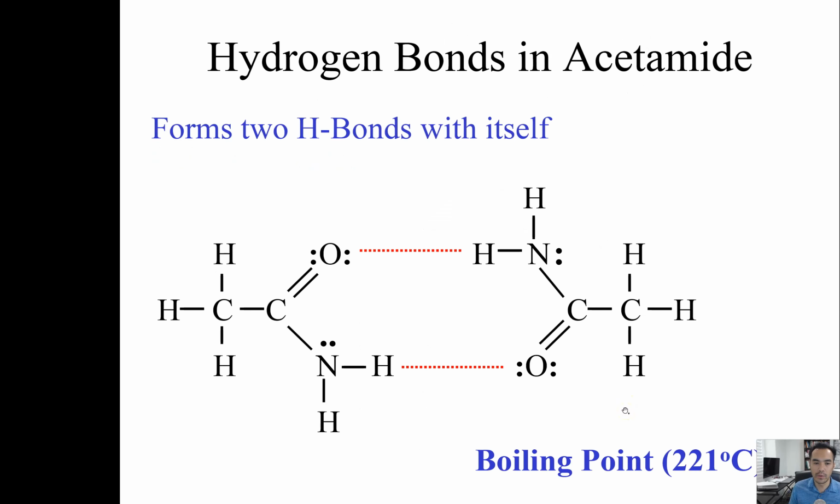In acetamide, we also have the exact same thing. In acetamide, you can actually put these two together, and the boiling point is about 221 degrees Celsius, which is a very high boiling point because of the fact that you have a lot of hydrogen bonds. And it forms multiple hydrogen bonds with itself. Hydrogen bonds with O, hydrogen bonds with O.